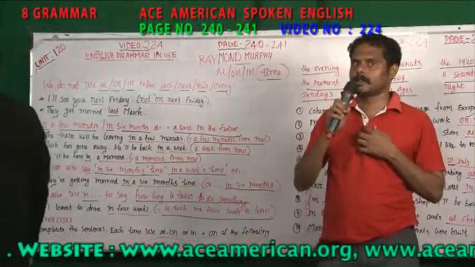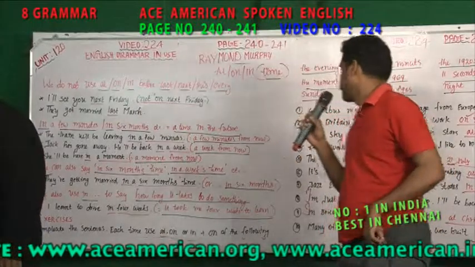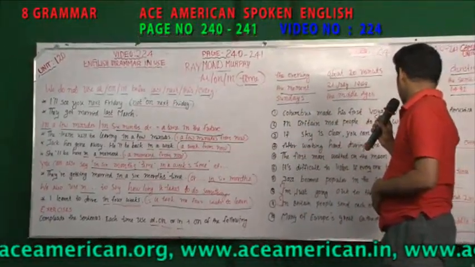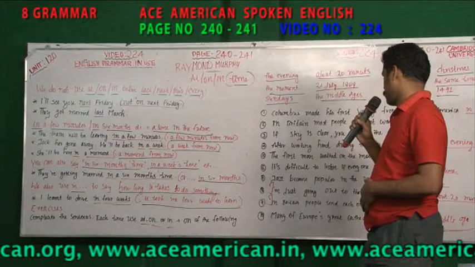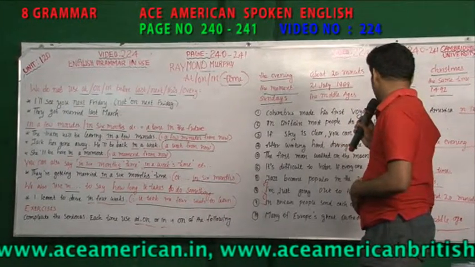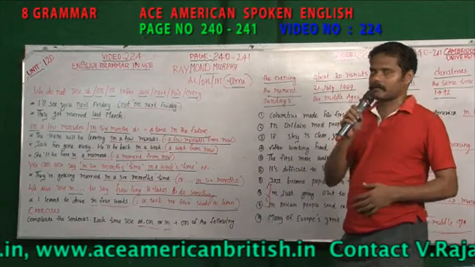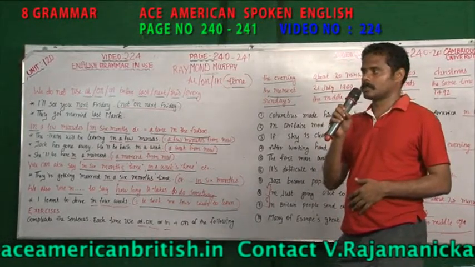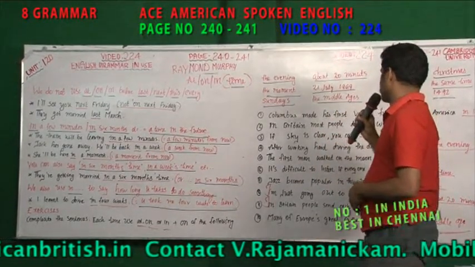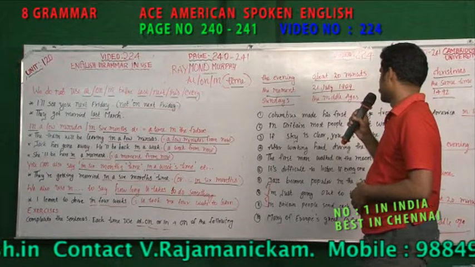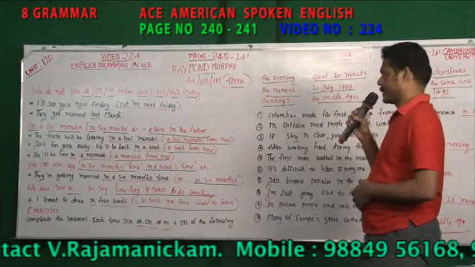We use in for longer periods. The example is: many of Europe's great cathedrals were built in the Middle Age. We use at for normally shorter periods, like if the sky is clear, you can see the stars at night.